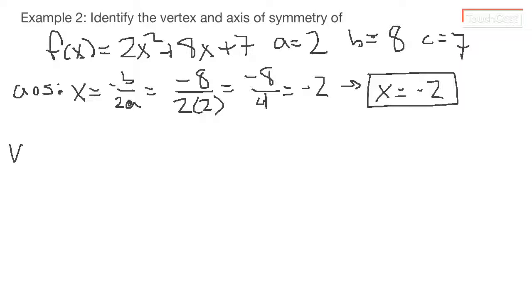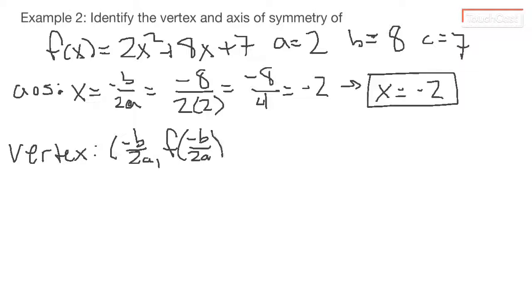The vertex is an ordered pair where the x-coordinate is negative b over 2a. The y-coordinate is just taking that value and putting it into the function for x. And we actually found negative b over 2a finding the axis of symmetry. So now we can even plug that into our ordered pair. Let's take negative 2 and put it in for x to find the y-coordinate.